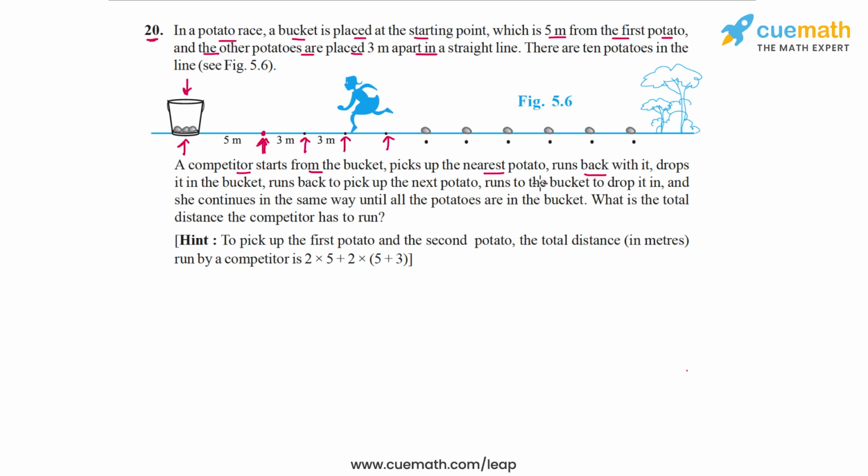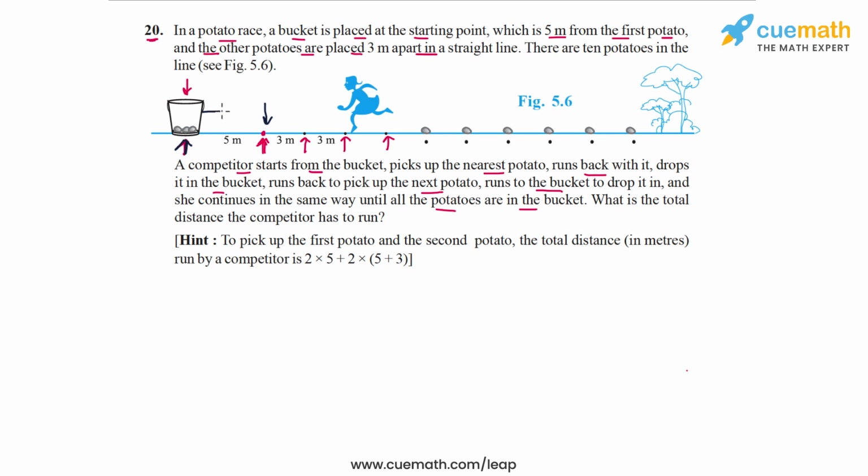runs back with it, and drops it in the bucket, and then runs back to pick up the next potato. Then runs to the bucket to drop it in again, and she continues in the same way until all the potatoes are in the bucket. So here's how the race would have started. The racer or competitor would have stood here at the position of the bucket. She would have first gone to this first potato, picked it up, and then come back.